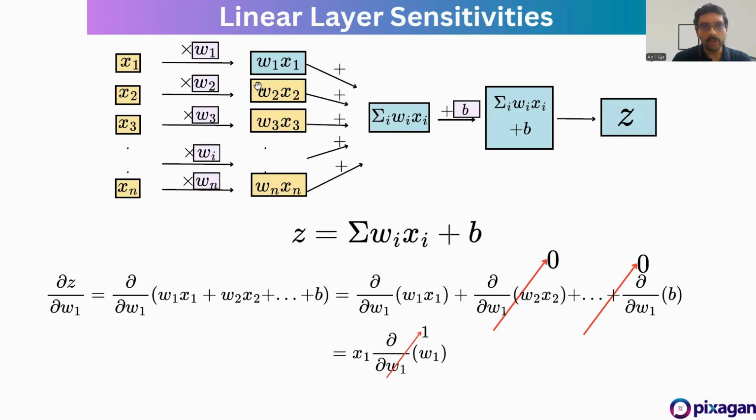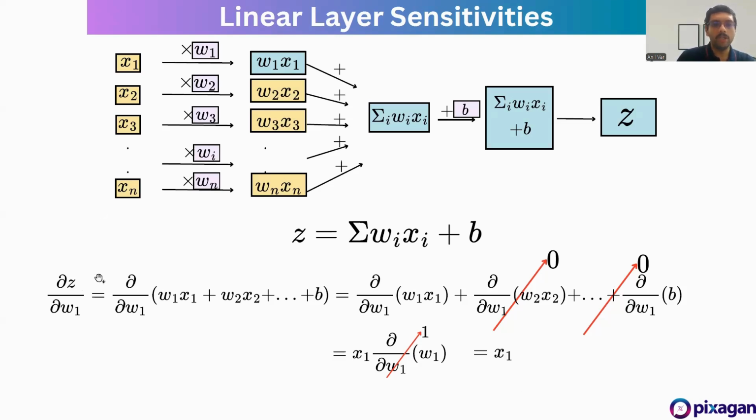Now, x1 is your input. It has nothing to do with w1. So there's no dependency there either. So you can take x1 out, and it becomes x1 times dou by dou w1 of w1. You can use the product rule of differentiation here. If you're not familiar with the product rule, we've got a lecture on differentiation that we've covered, and I'll add the link to the description so you can check that out. Basically, you can take the x1 out, and you can do dou by dou w1 of w1. Now, the derivative of w1 with respect to w1 is 1, right? So what you're left with is x1.